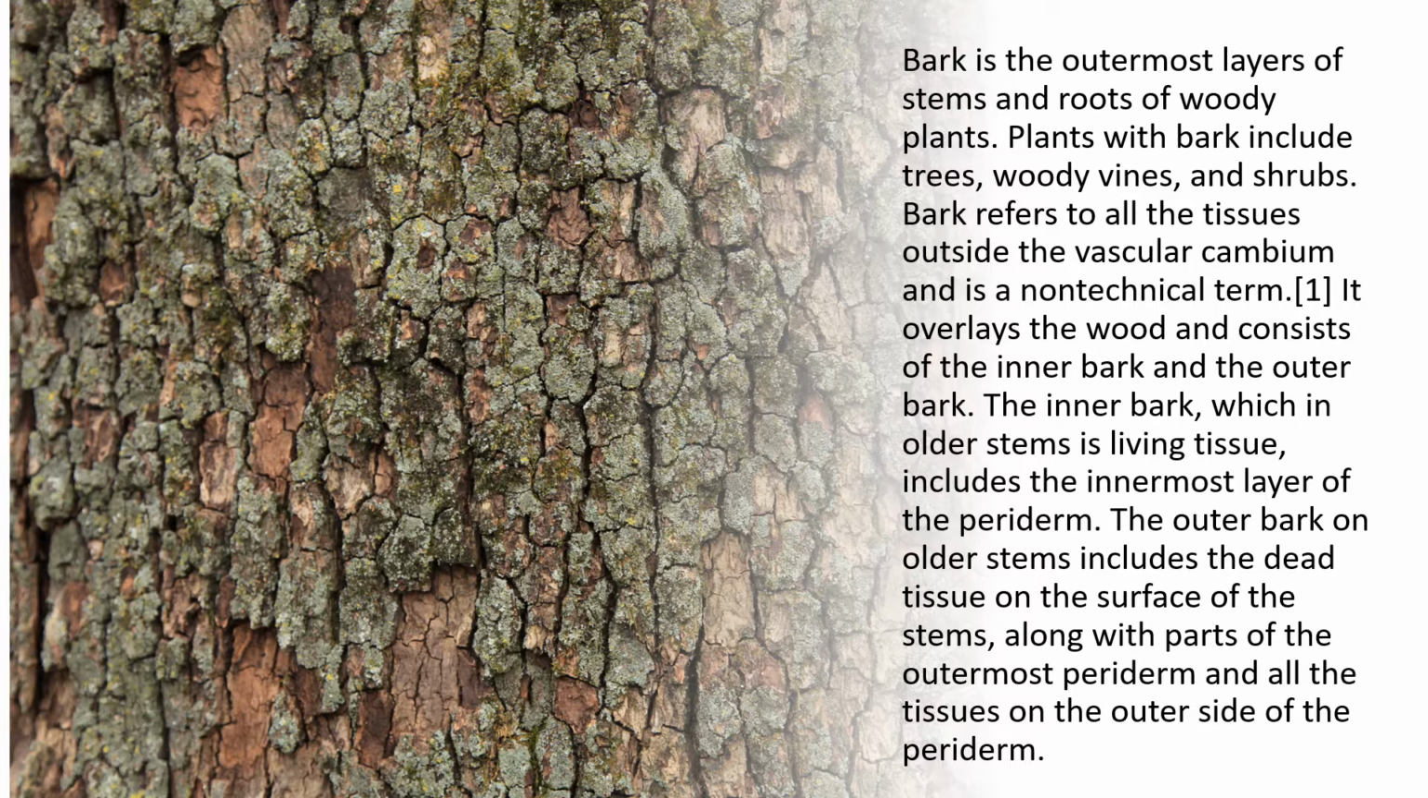The inner bark, which is living tissue in older stems, includes the innermost layers of the periderm. The outer bark, in older stems, includes the dead tissue on the surface of the stem, along with the parts of the outermost periderm and all the tissues on the outer side of the periderm.